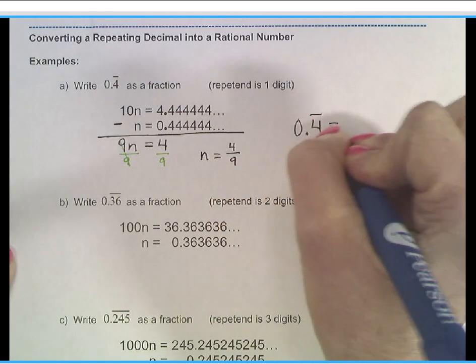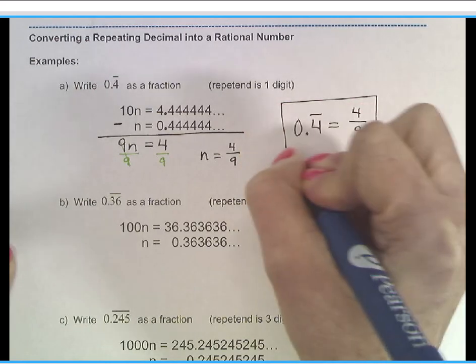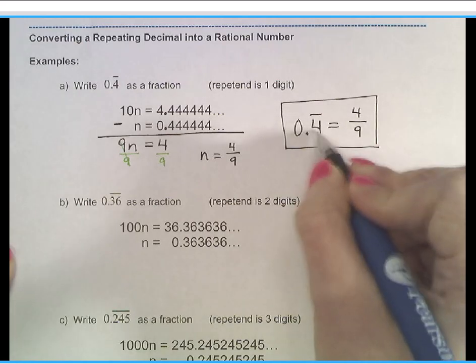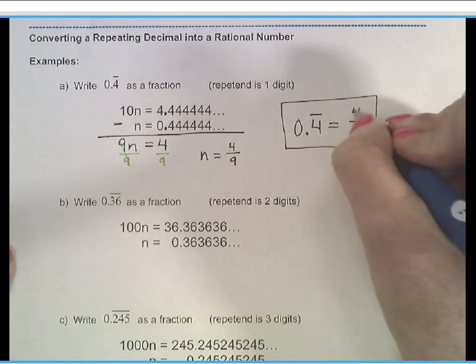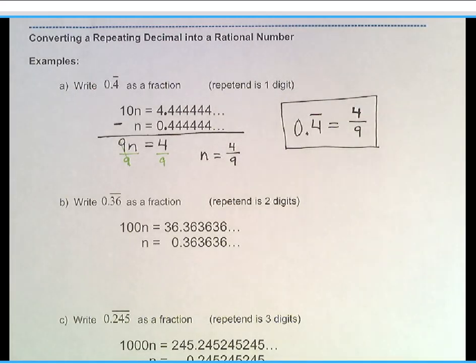So we are trying to develop a pattern here, so I'm going to write these over on the side. So you see how the 4, it was the part that repeated, and you see how it ended up in the numerator? There's your repeating block. It ends up in the numerator. But what's in the denominator? It's not a 10, it's a 9.